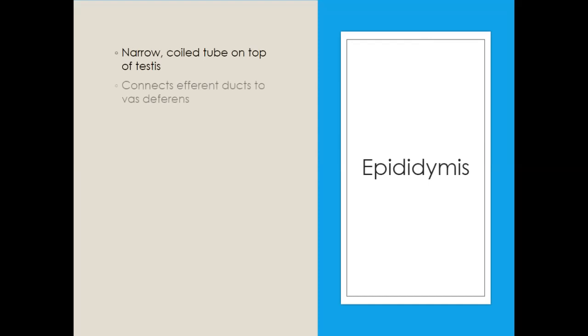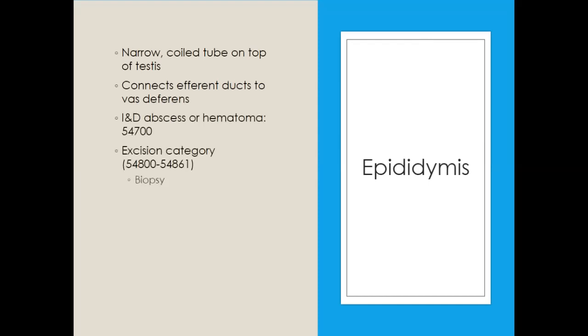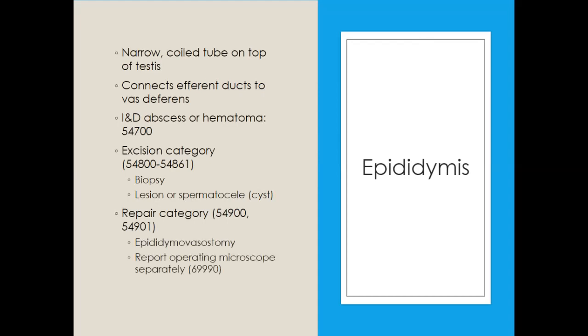Epididymis. Okay, only 4 categories are in the epididymis subsection: the incision, excision, exploration, and repair. Code 54700 is for an abscess or a hematoma of the testes, scrotal space, or epididymis.